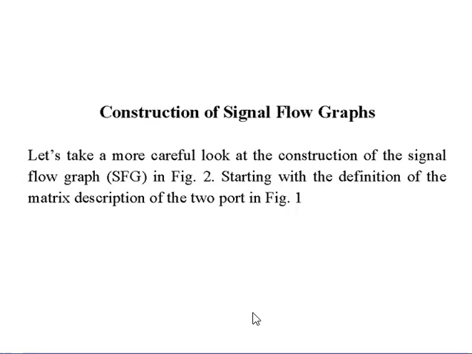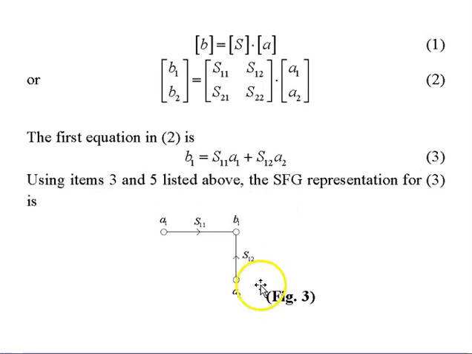Now, how to construct the SFG? Let's take a more careful look at the construction of the signal flow graph. Starting with the matrix description of the two-port, you will have B equal to S times A. Or, since there are two ports, B1, B2 is equal to the matrix S11, S12, S21, S22 times A1, A2. So the first equation will be B1 is equal to S11 A1 plus S12 A2.